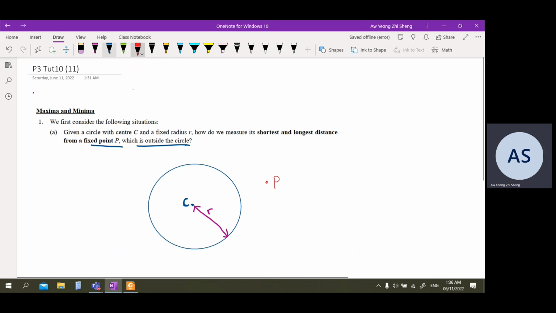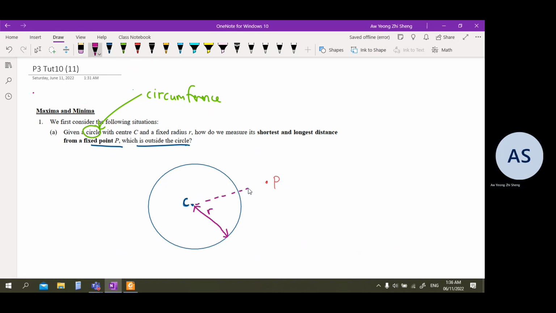Okay. So first of all, we have to understand what is meant by the word circle. The word circle always refers to the circumference of the circle. So what is the shortest and longest distance from P to the circle? The way to measure this distance is to construct a straight line that connects P to C, and you extend the straight line to the other side of the circle. I will call the intersection point here to be A. I will call this intersection point to be B.